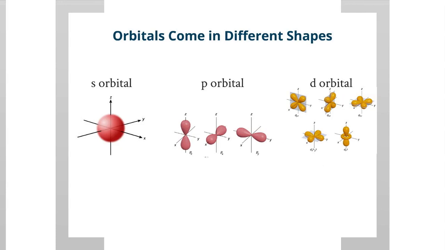Now orbitals come in different shapes, and so we have the 3 different types of orbitals that we're going to talk about today: the s orbital, the p orbital, and the d orbital. And these orbitals come in different shapes, which highlight different regions in space where you're likely to find an electron.